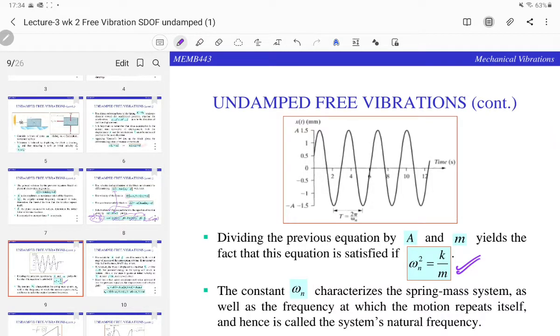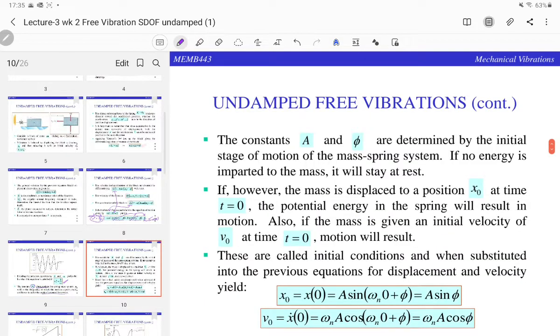All right, so after that, this is what we defined just now. After we've got the equation of motion, what we want to calculate or characterize is basically what we call the system's natural frequency. This omega n is what we call the system's natural frequency.